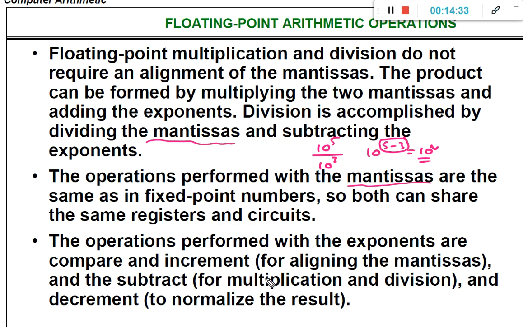These operations are performed in addition to whatever fixed point operations we performed previously. In addition to that, we are going to compare and increment the values of the exponents for aligning the mantissas, perform the subtraction for multiplication and division, and decrement to normalize the result. These operations we will see in the flow chart coming up.